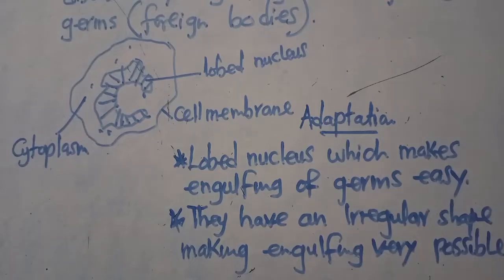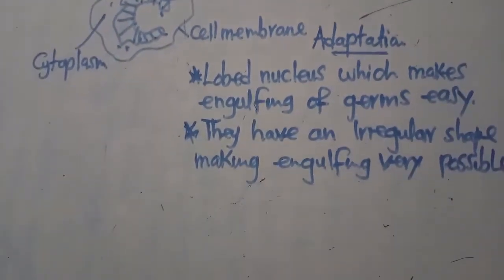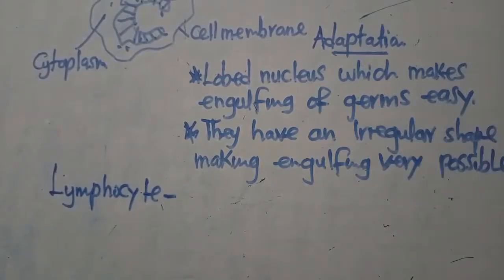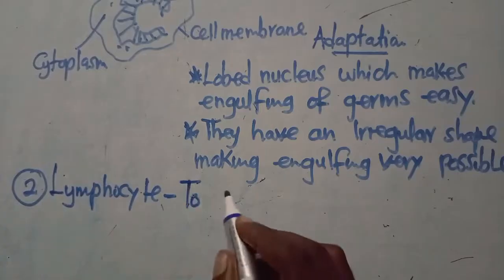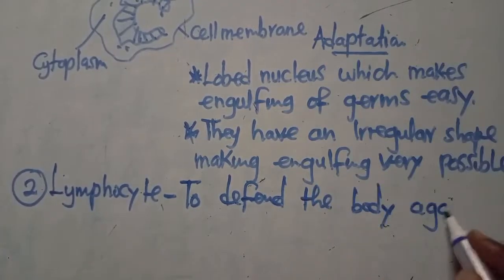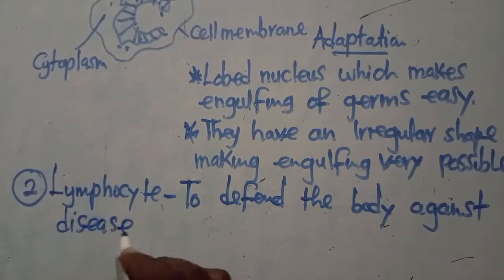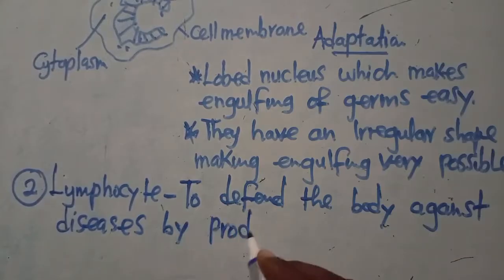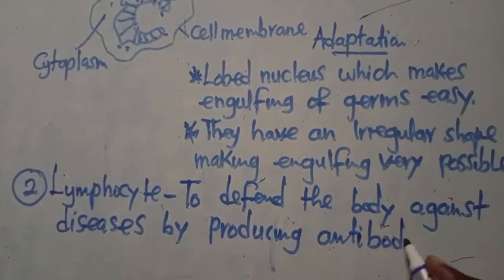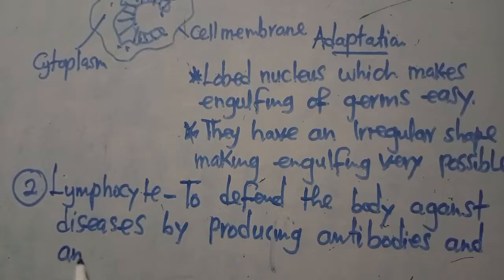We go now to a lymphocyte. This is the last thing that we are going to do. So when we say a lymphocyte, what do these ones do? This is the second type of white blood cell. Both the lymphocyte and the phagocyte defend the body. So we are going to say they defend the body against diseases by producing antibodies and antitoxins. These are two things that are being produced.